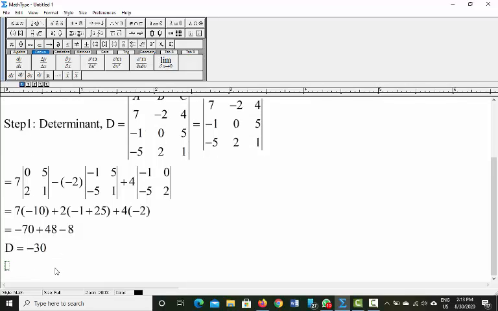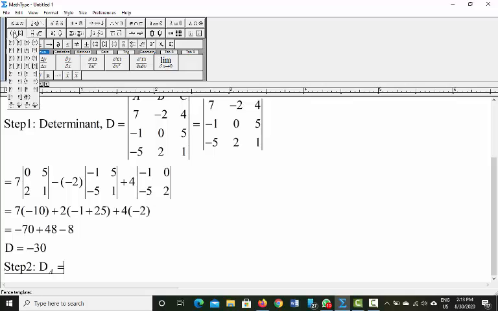Now we will move to step 2. In step 2, we will find out the determinant for the variable A. So the determinant for the variable A will be what?